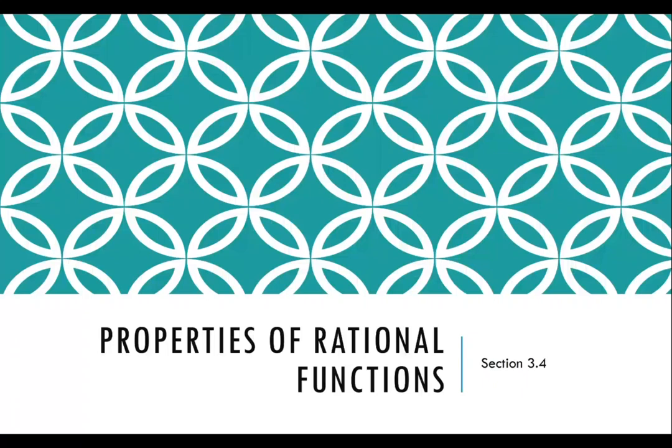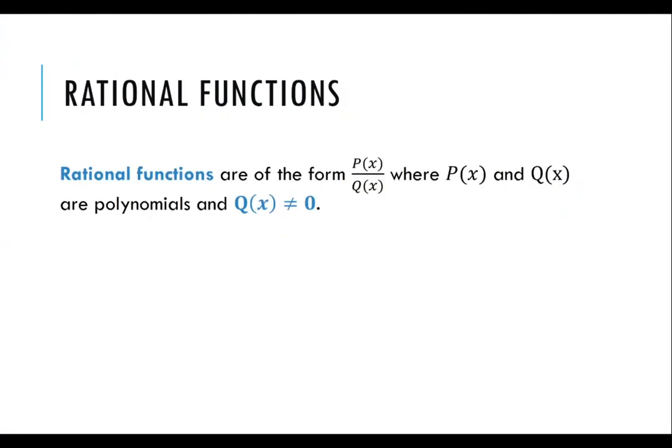Section 3.4, Properties of Rational Functions. So a rational function is a function of the form p of x over q of x, where p of x and q of x are polynomials, and explicitly q of x cannot equal 0.